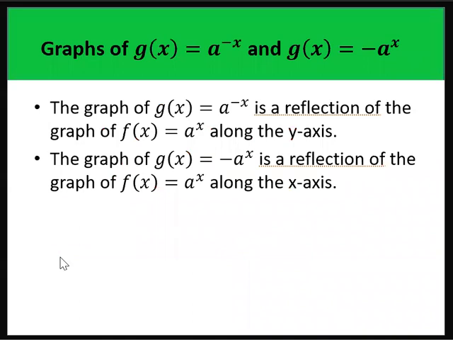Okay, now this time, let's consider the graphs of g of x equals a raised to negative x, and g of x is equal to negative of a raised to x. Now, the graph of g of x equals a raised to negative x is just a reflection of the graph of the basic exponential function along the y-axis, while the graph of g of x equals negative of a raised to x is just a reflection of the graph of the basic exponential function along the x-axis.